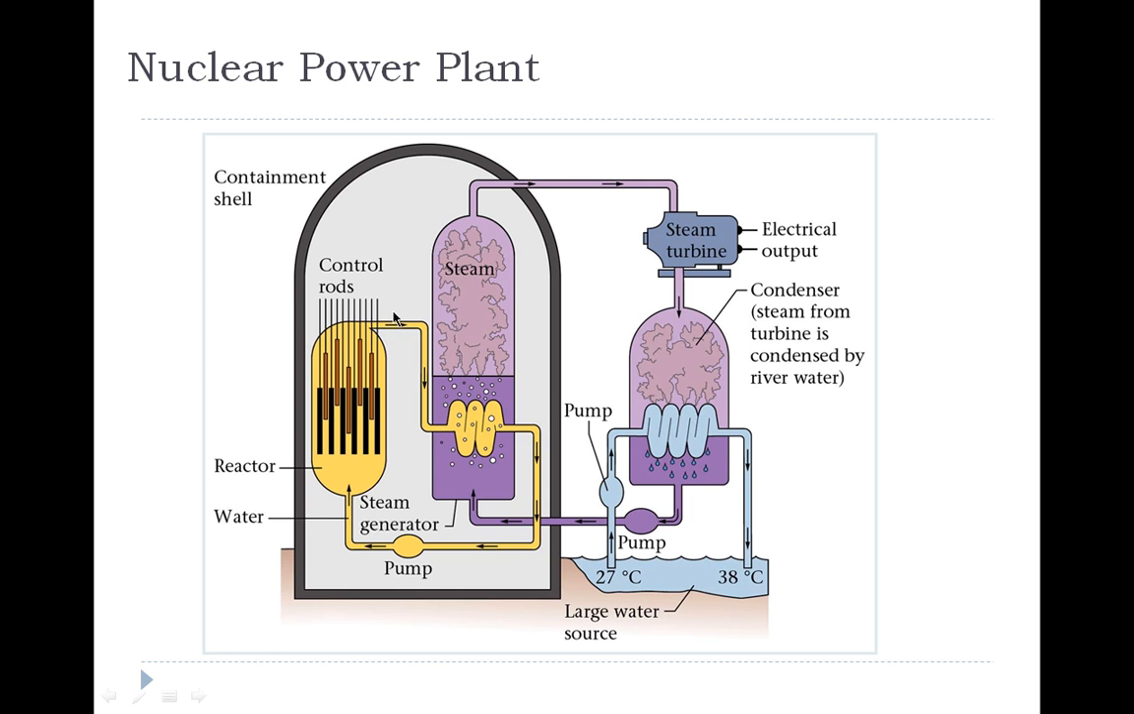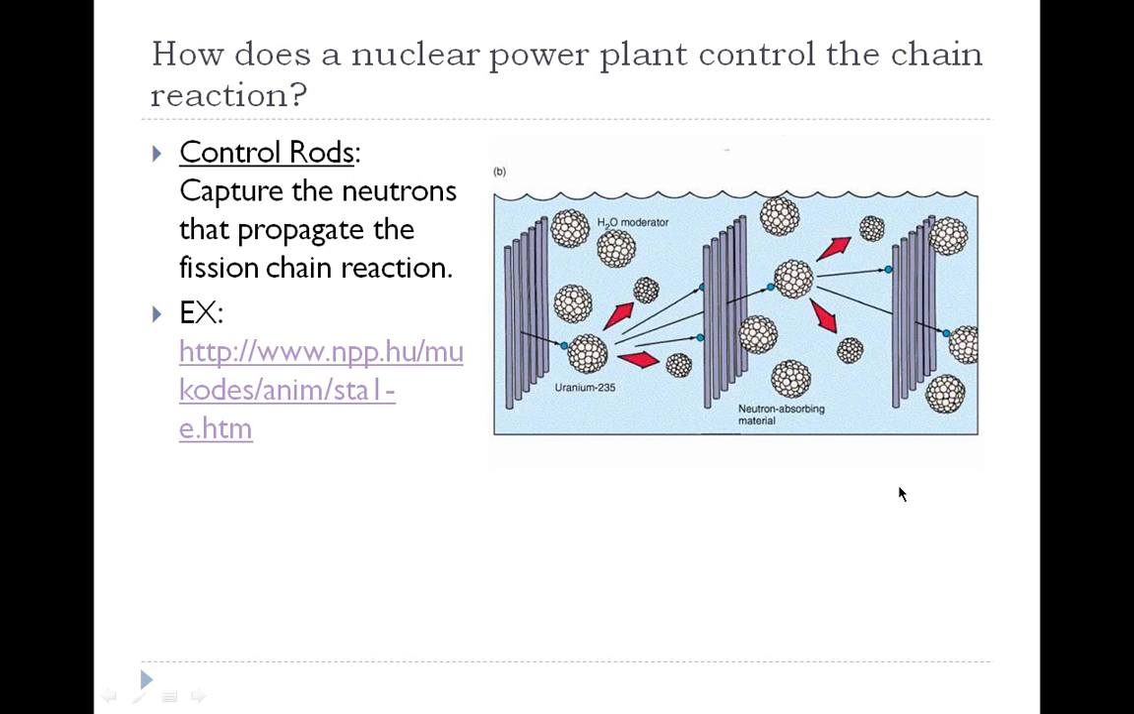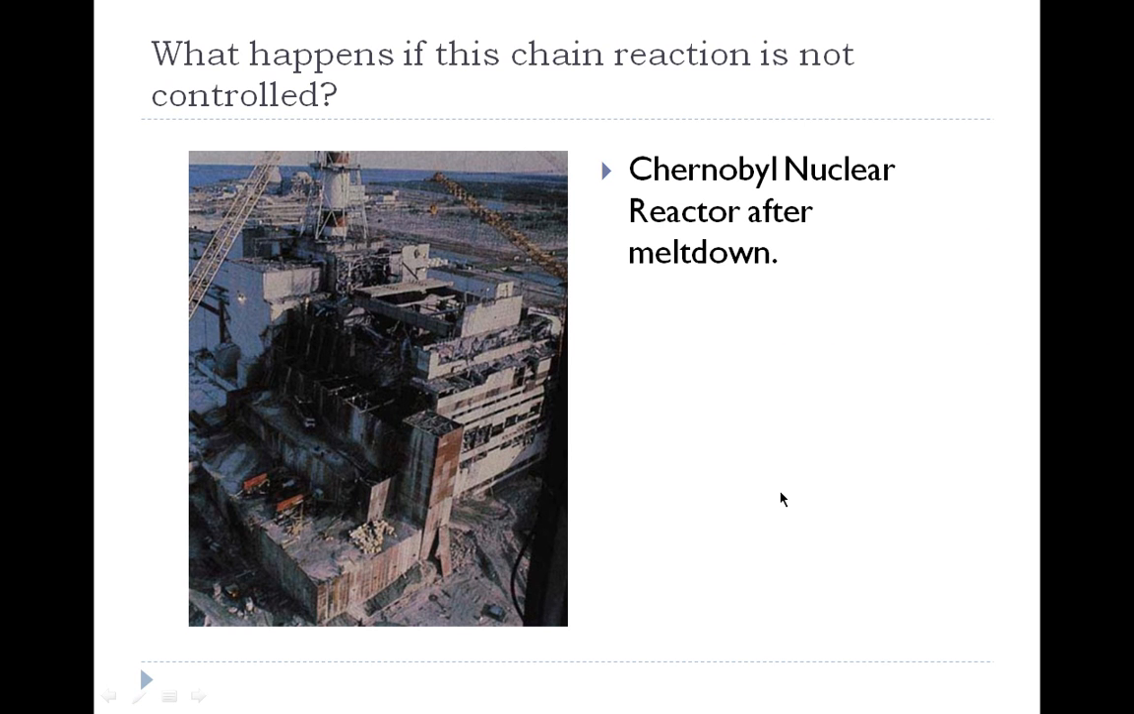There are these control rods that are actually used to control the chain reaction. Now, control rods absorb neutrons. That prevents the chain reaction from getting out of control. If you don't have those control rods, then it can very much get out of control. This is an example of what happens when you lose control of the nuclear fission chain reaction.